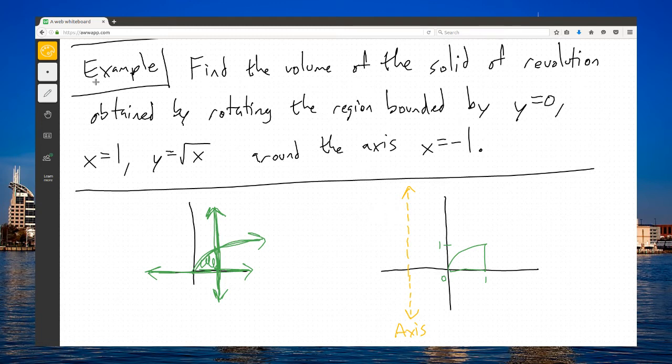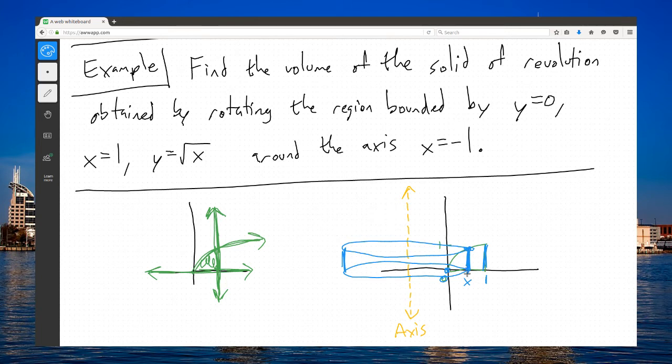Okay, so we notice we have the leftmost x value 0, the rightmost x value 1, and we'll pick an x value here in the middle and draw the vertical line passing through the region. And if we were to rotate this, we would see that we do have a cylindrical shell cross-section.